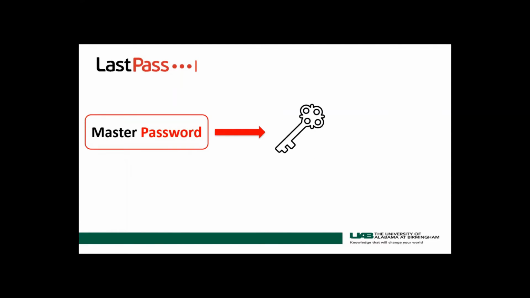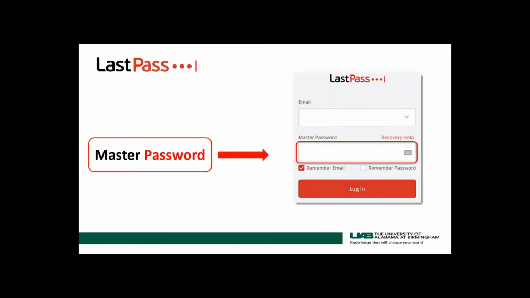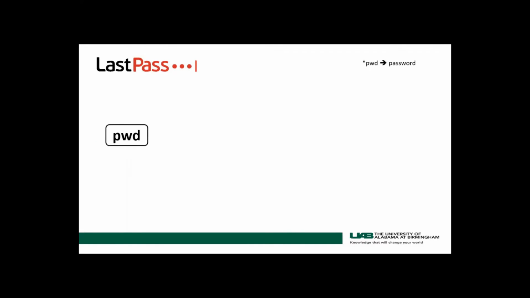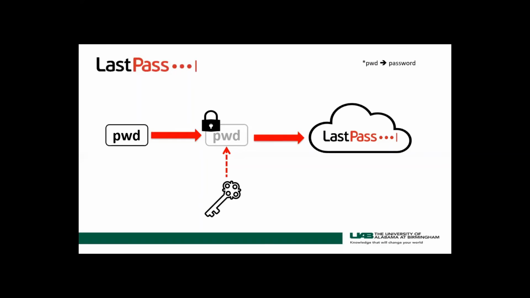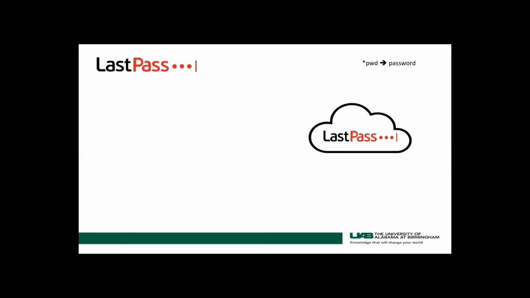LastPass derives a key from the user's master password. The master password is the password used to log in to the LastPass website. LastPass uses the key derived from the user's master password to encrypt the user's passwords, and stores the encrypted passwords on the LastPass Cloud. Also, this key is used to retrieve the passwords from the LastPass Cloud.